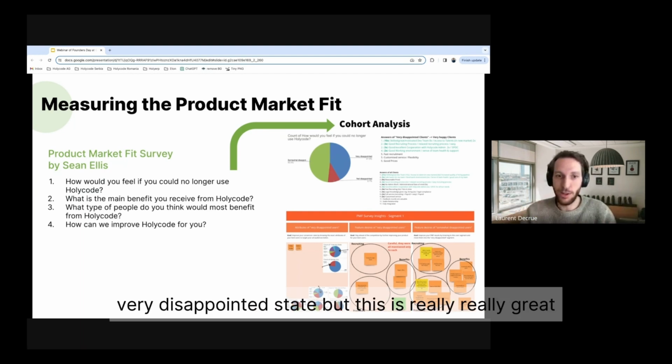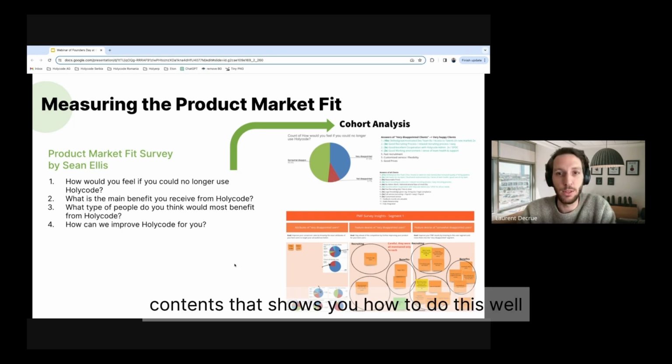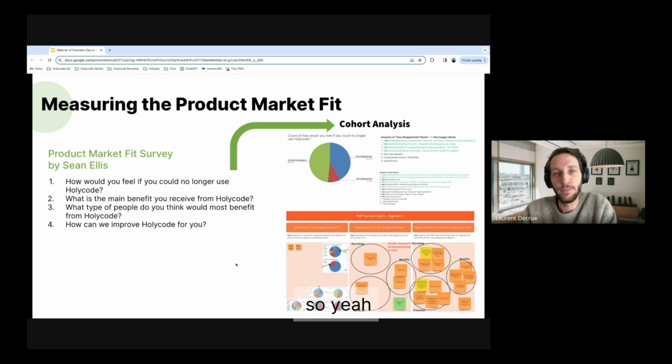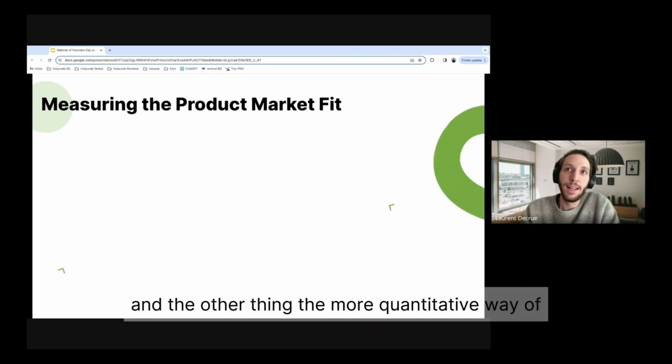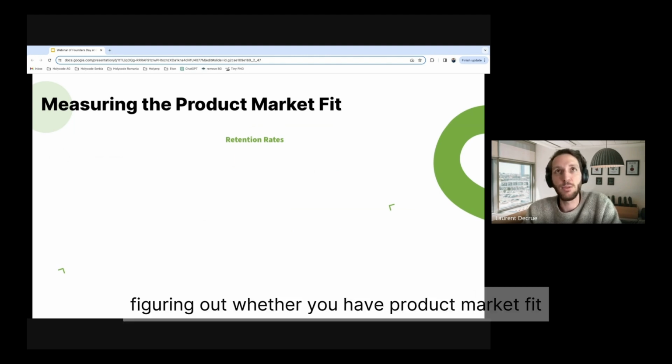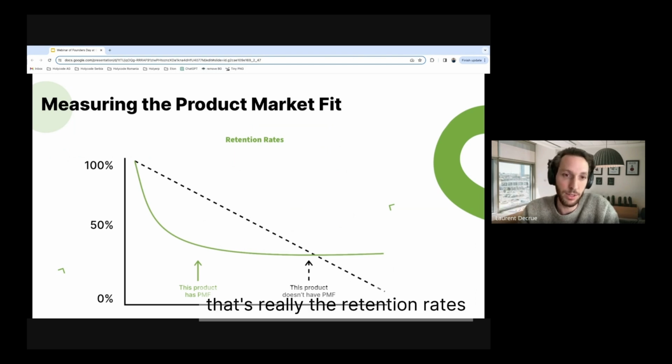But this is really, really great, and there's a lot of online content that shows you how to do this well. So yeah, it's not that difficult. It's just a 4-question survey. And the other thing, the more quantitative way of figuring out whether you have product market fit is what we said before already. That's really the retention rates.